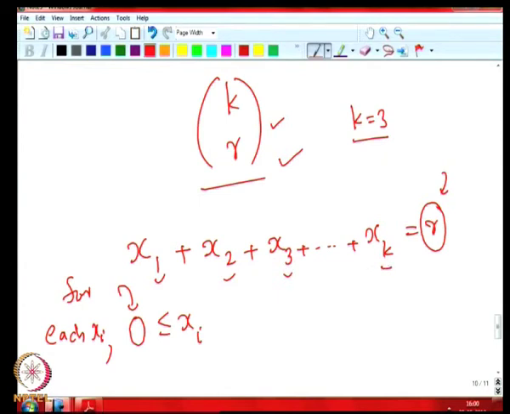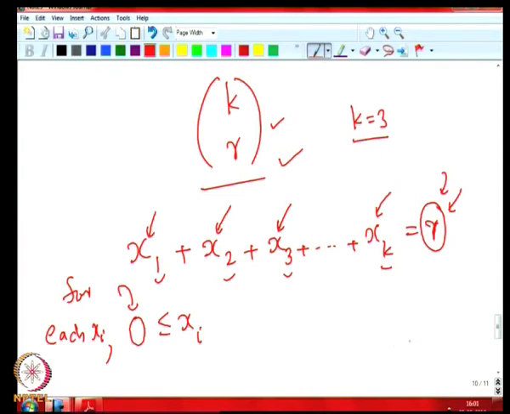And we had also told that this was equivalent to a balls and bins problem, where we wanted to distribute R identical balls into k distinct boxes. That means boxes which can be differentiated from each other, labeled boxes: first box, second box, third box, kth box. We also allow some boxes to be empty, but these R balls should go into those boxes. How many ways can we distribute?